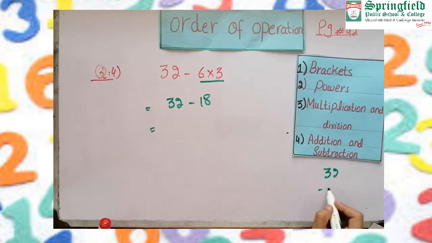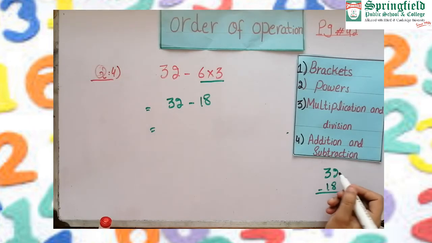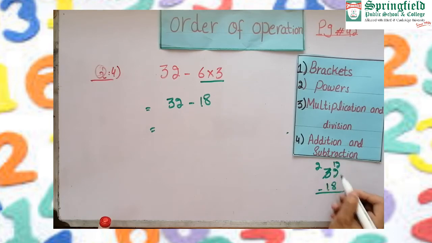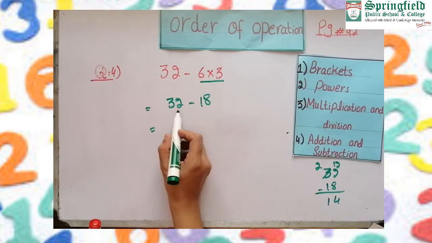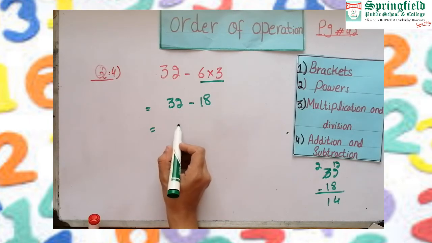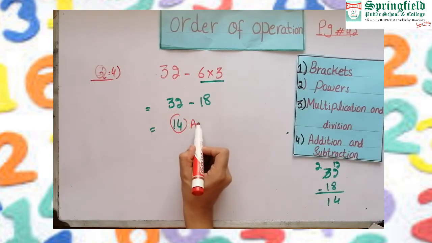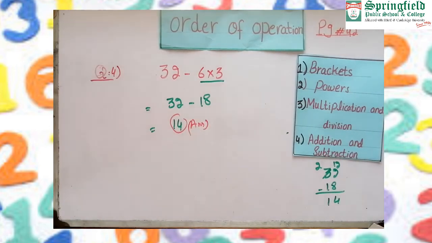32 subtract 18. So 8 cannot be subtracted from 2. So we will carry from here. It will become 2 and it will become 12. 12 minus 8, 4. 2 minus 1, 1. So it means when we subtract 18 from 32, we will get 14. And 14 is the final answer of this expression. Understood, beta? Okay.